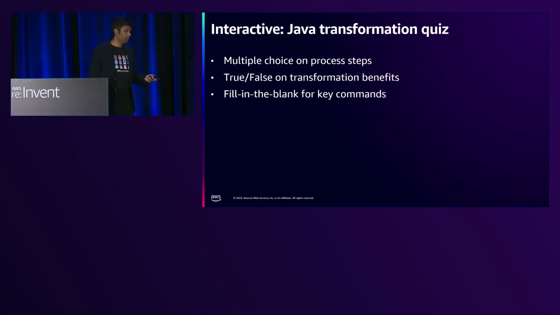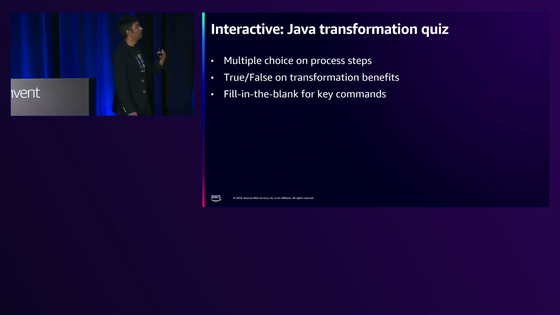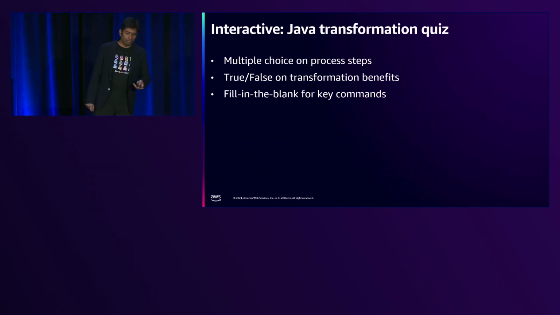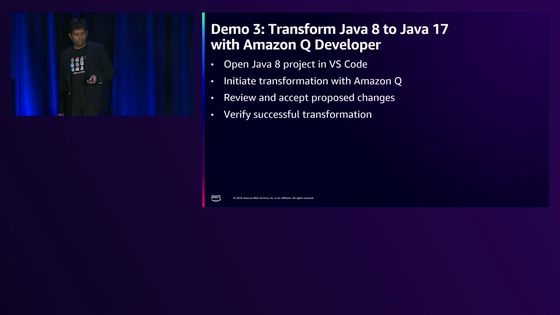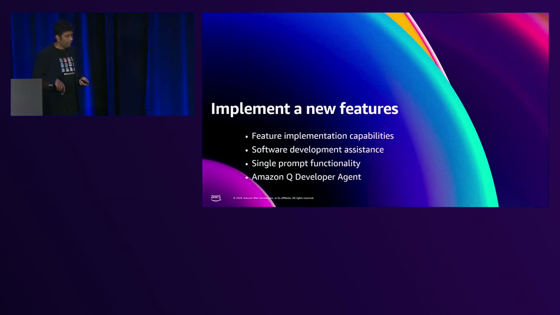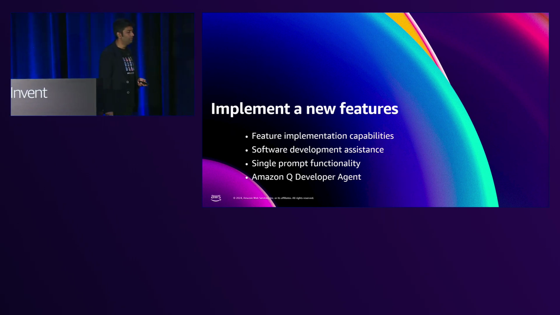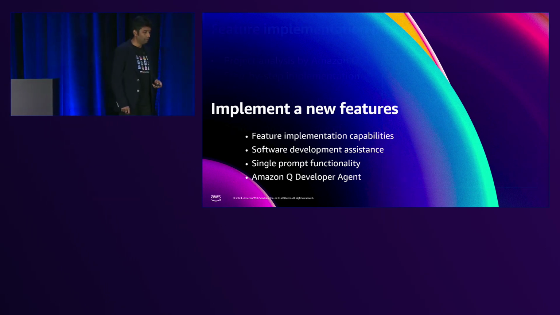Okay? So multiple choice on process steps. It'll ask you what type of runtime you want to use for the new version. It'll ask you a few different questions before the transformation starts, right? So that's exactly the same thing that we saw. And then we have implementing new features. We have implementing new features with Amazon Q. Right?